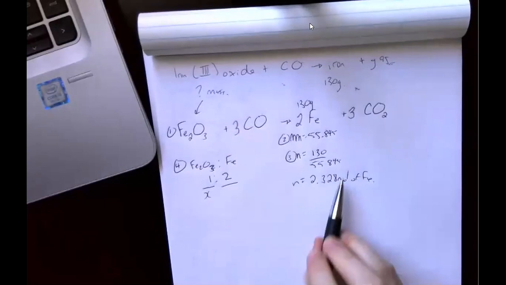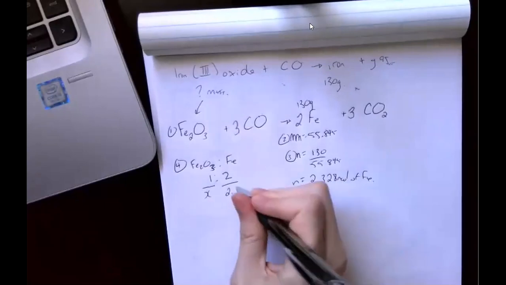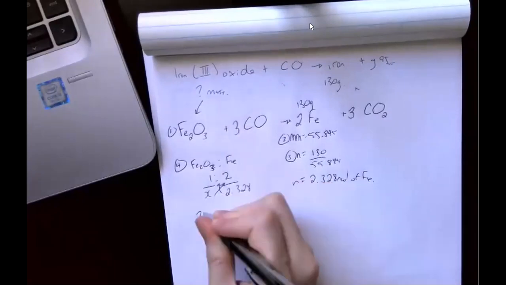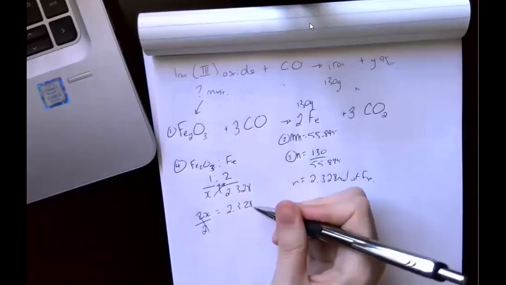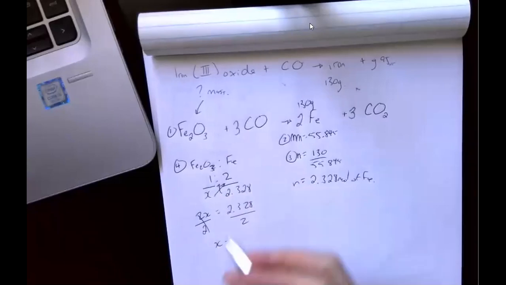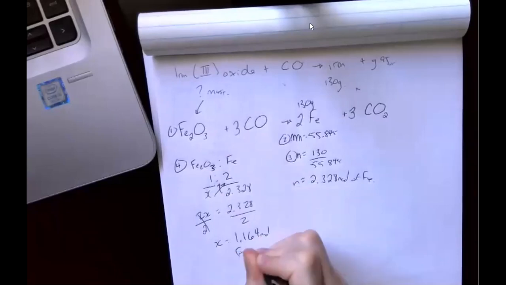And I've solved for my moles of iron, so 2.328. So I'll just cross multiply and divide to get 1.164 moles of my iron oxide.